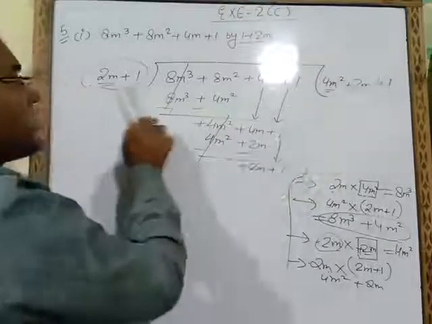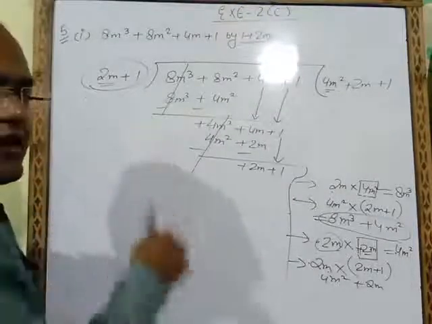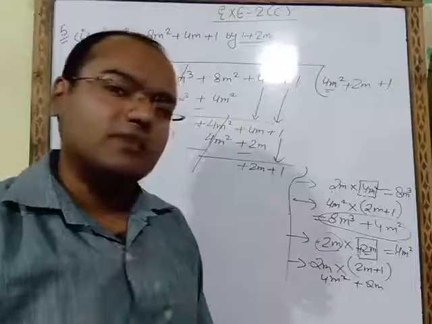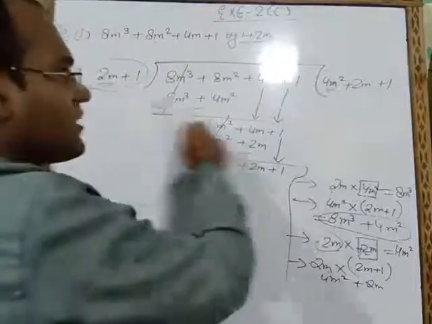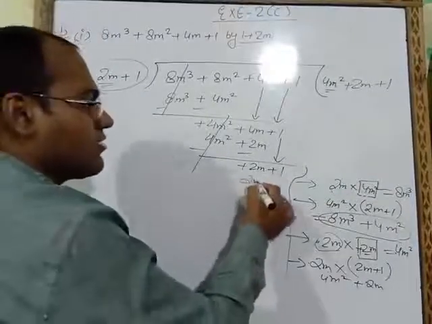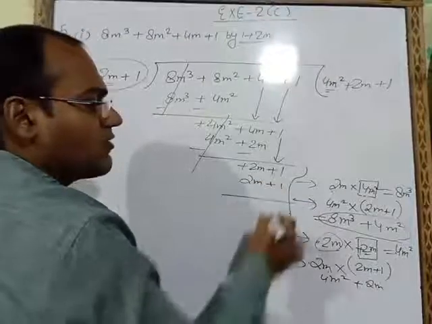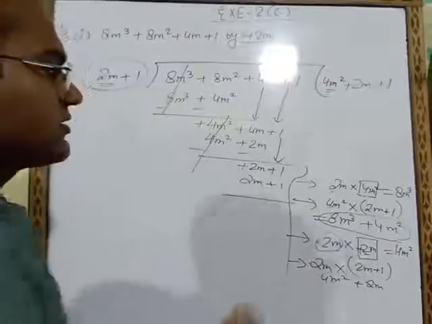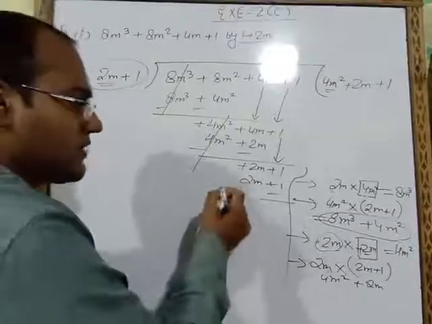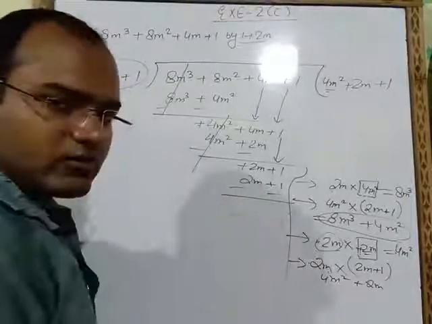Now this 1 we had written, this 1 we have to multiply with both the terms. And you know very well, whenever we multiply any number with 1, the answer will be the same. So 2m plus 1 multiplied with 1, answer will be 2m plus 1 only. So here we will write 2m plus 1. Now we have to change the sign. This is plus 1, we will change it to minus 1. This is plus 2m, we will change it to minus 2m.